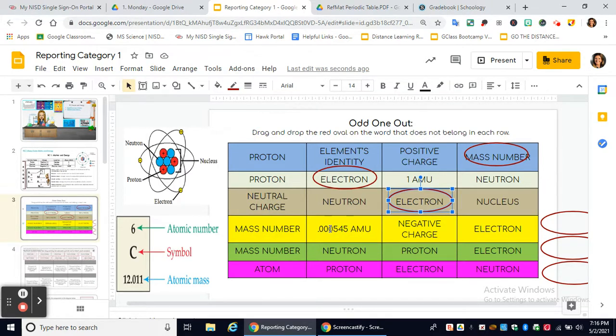Mass number, 0.00545 AMU, a negative charge, and an electron. So the one that does not belong here is the mass number because electrons have a negative charge and they have a very small mass. So mass number, remember your mass number is going to be the rounded number that consists of your protons and neutrons. So mass number, proton, neutron, the one that does not belong is your electron.